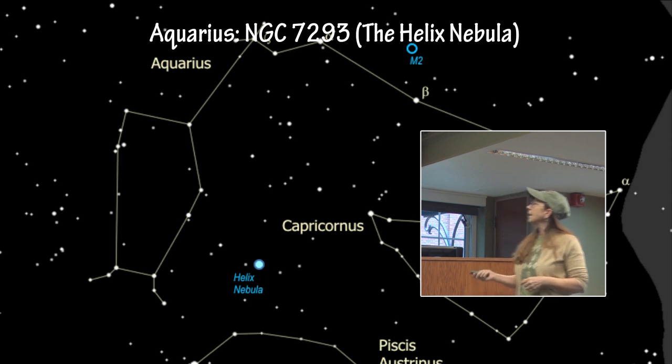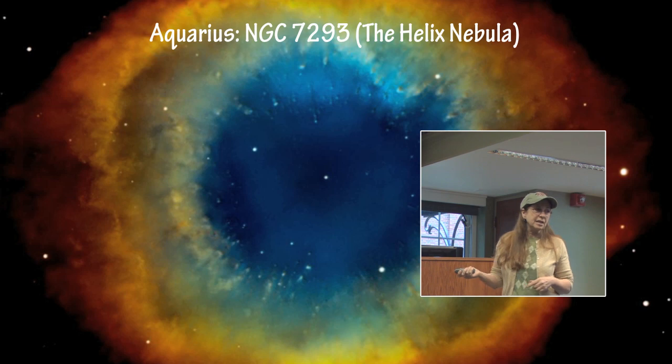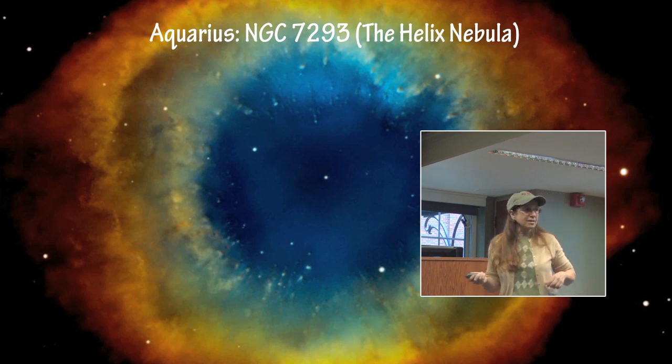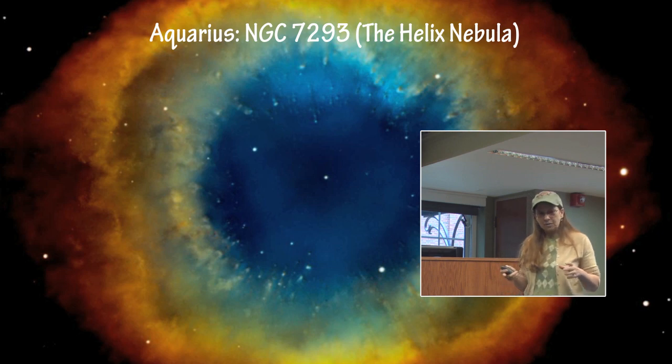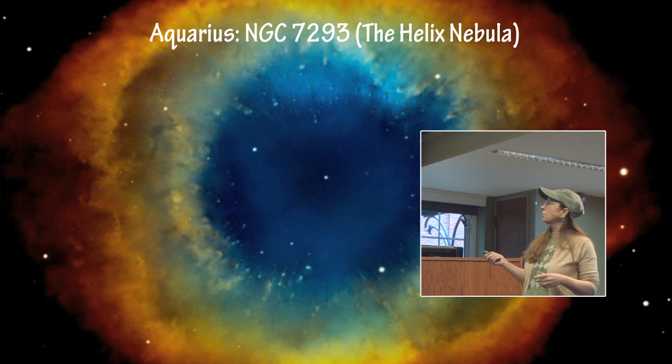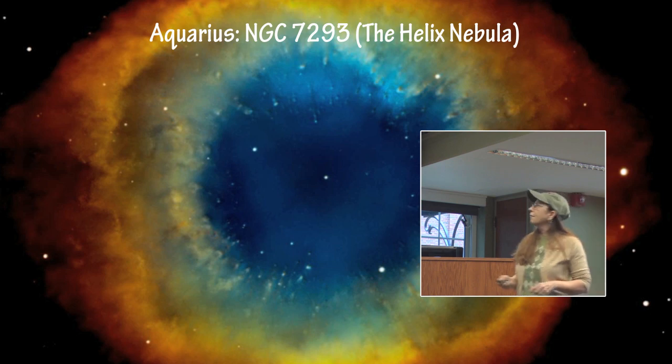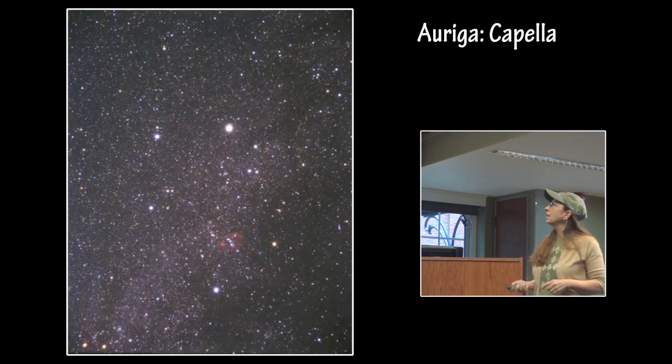Aquarius and the Helix Nebula. The Helix Nebula is a planetary nebula. It is the result of a red giant star that started off sort of about the size the sun did. The sun will eventually form this same planetary nebula and a white dwarf in the center. That's the end product for sun-sized stars.